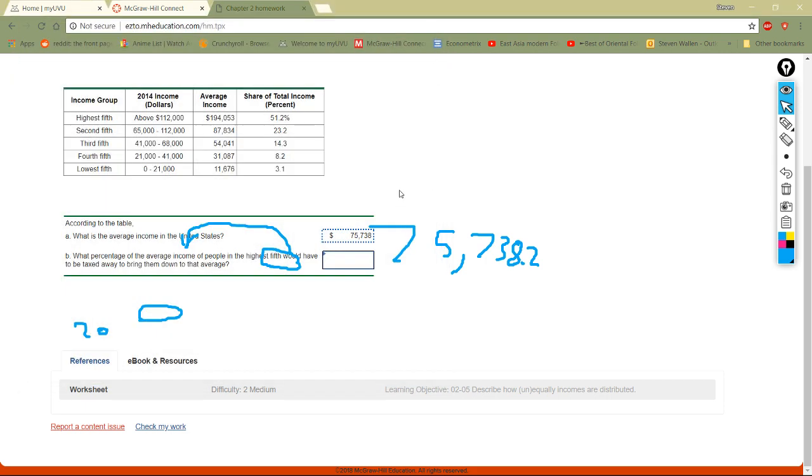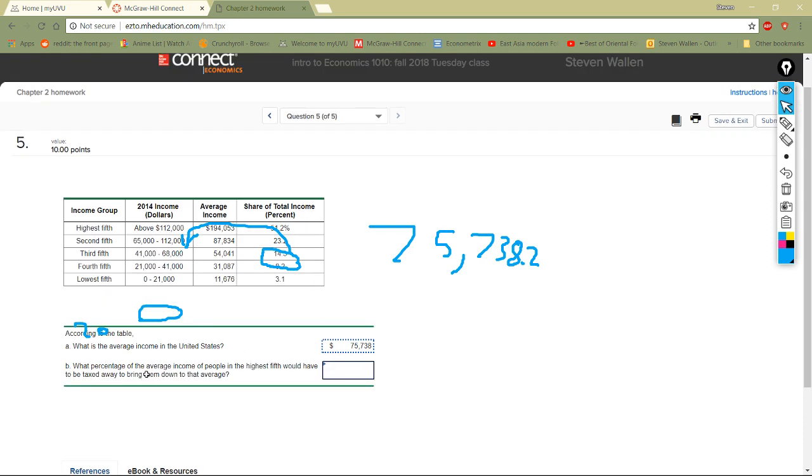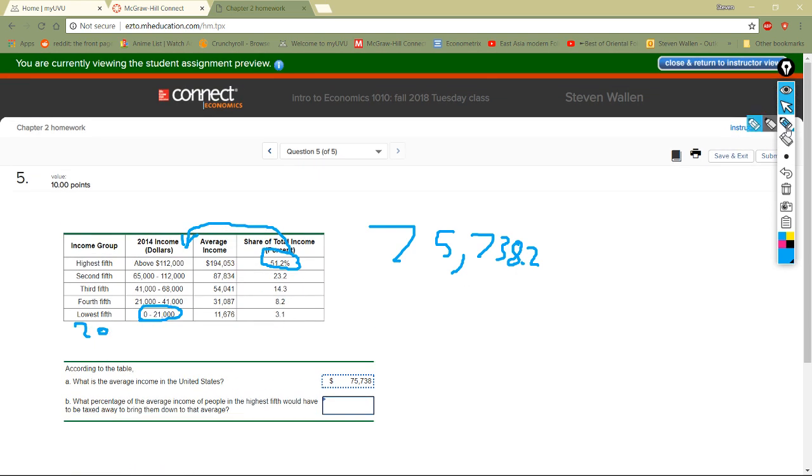Okay. And then come over here. What percentage of the average income of people in the highest fifth would have to be taxed away to bring them down to that average? Okay. So all we do with this is, let's take this out. We're going to use this number right here. That's what they average out to. And we're just going to find out how much we got to minus to bring that down.